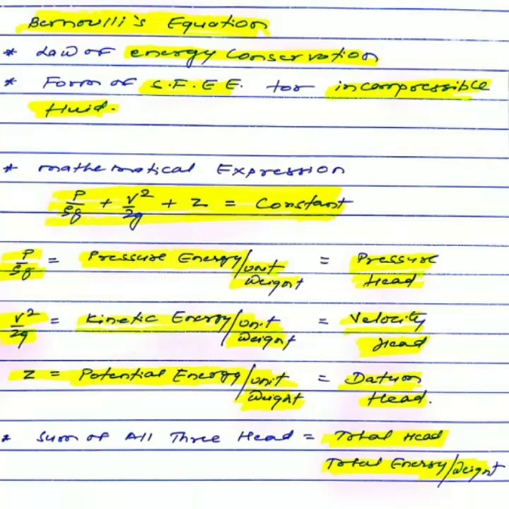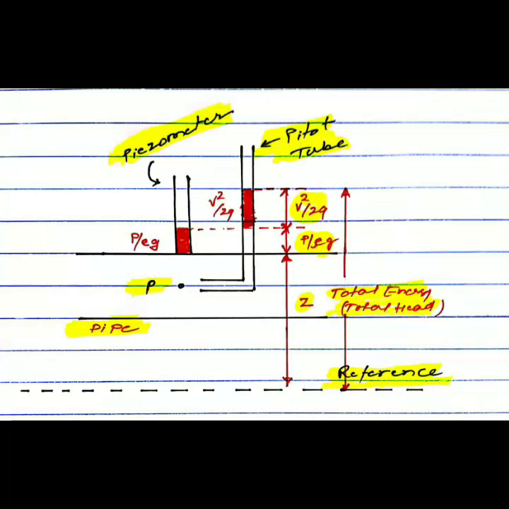The mathematical expression for Bernoulli's equation is P by rho g plus V square upon 2g plus Z is equal to constant, where P by rho g is pressure energy per unit weight, also called pressure head, V square by 2g is kinetic energy per unit weight, or it is called velocity head, and Z is equal to potential energy per unit weight, which is also called datum head. And the sum of all three heads or energy is the total head or total energy per unit weight.